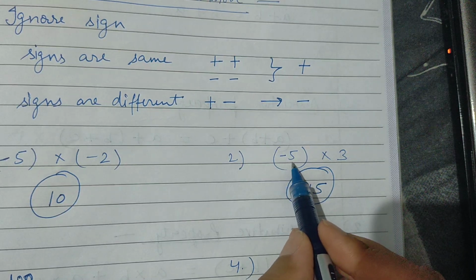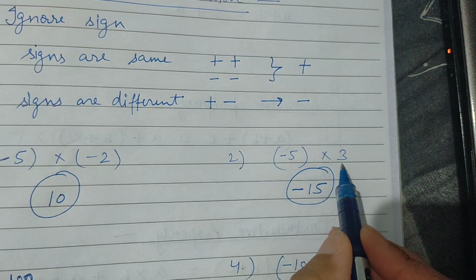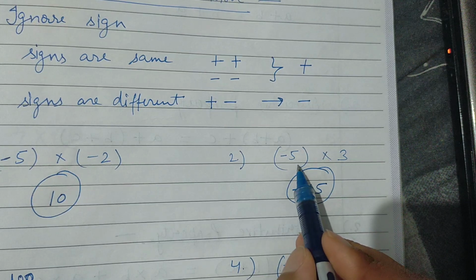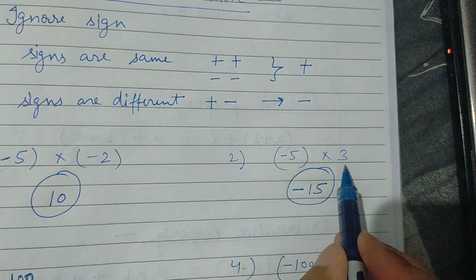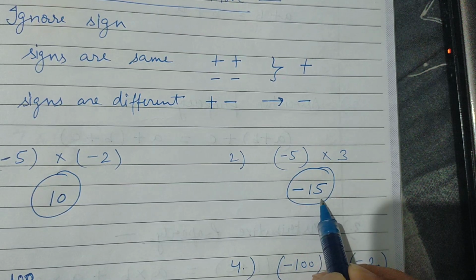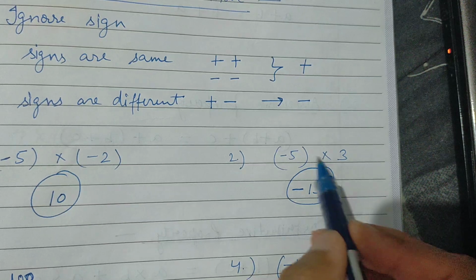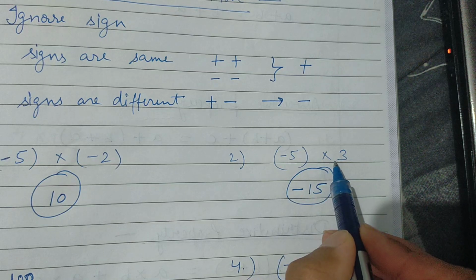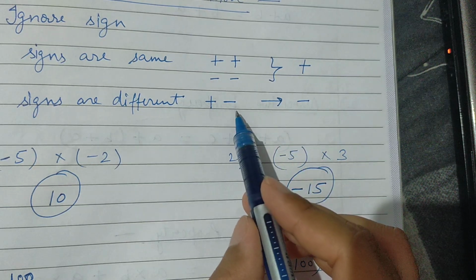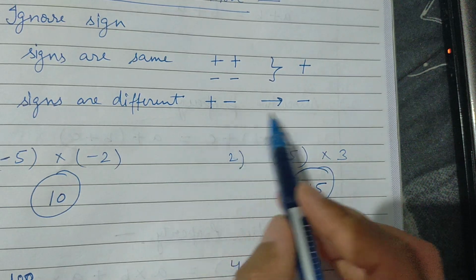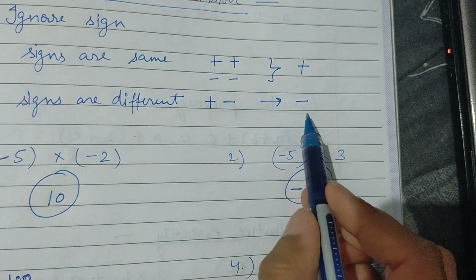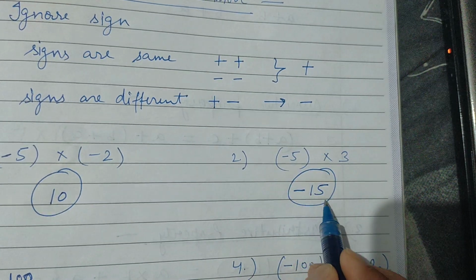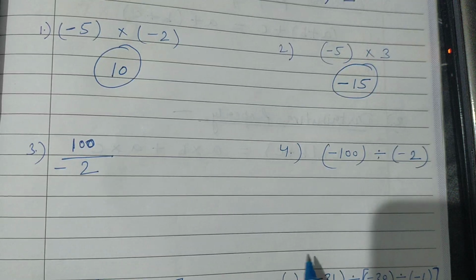See, minus 5 multiply 3. Now first we will simply multiply. 5 multiplied by 3 is 15. Then we will put the sign. Check the signs here. One is minus and one is plus. Minus and plus. Both the signs are different. So what will be the sign of the result? Minus. So minus 15 will be the answer.